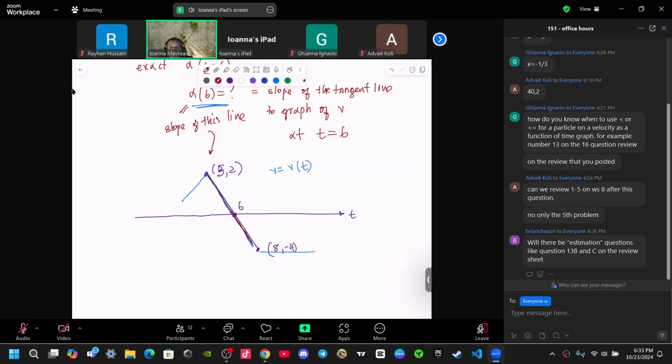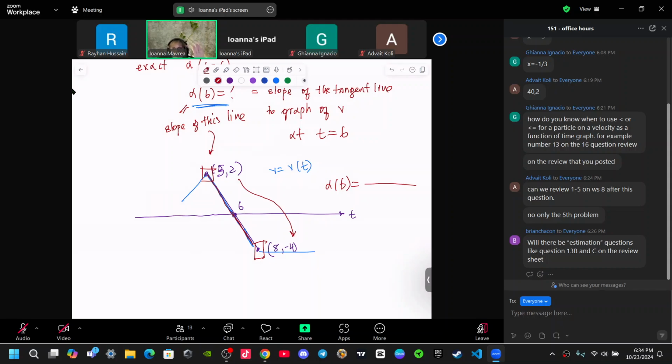To find the slope of the line, you need 2 points. You have 2 points, this one and this one, and you can find the slope. That will be the change in y coordinates. You can go from the top to the bottom or from the bottom to the top.